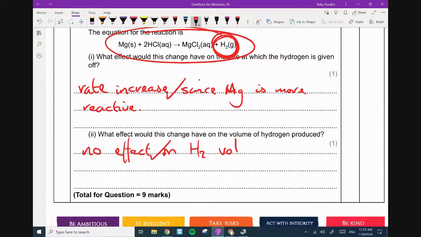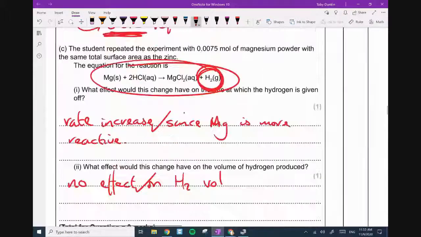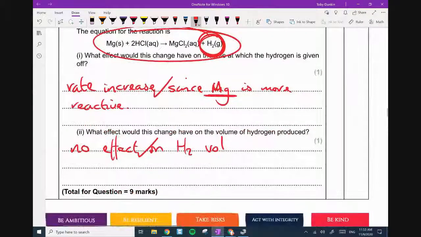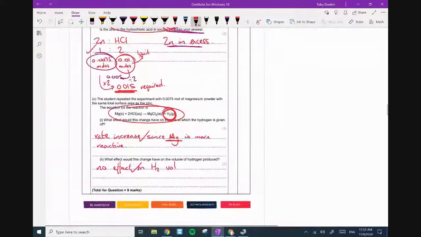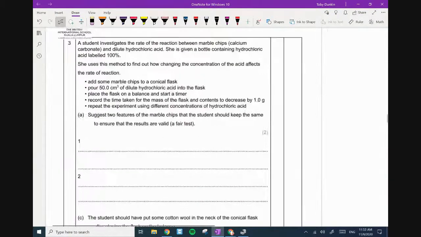Annoyingly, it's nice to understand where that chemistry is coming from, because I think most of the mistakes were made because students didn't understand how the chemistry were telling them this. So it's nice to explain that the magnesium is higher in the reactivity series, and that because the equations are the same, the H2 volume will be the same. Okay, moving on. So that one was out of 9 marks. Next. Okay, question number 3.